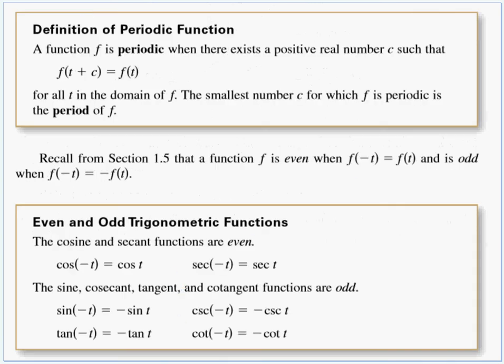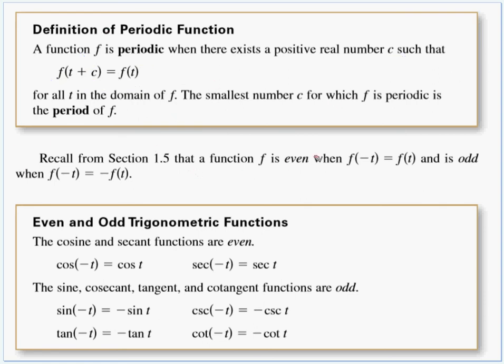So here's our math book definition of a periodic function. A function f is periodic when there exists a positive real number c, such that if we add it to the original input, the function values are exactly the same. f of t is the same as f of t plus some number c. And again, in our case, that's 2 pi because that takes us one more lap around the circle.